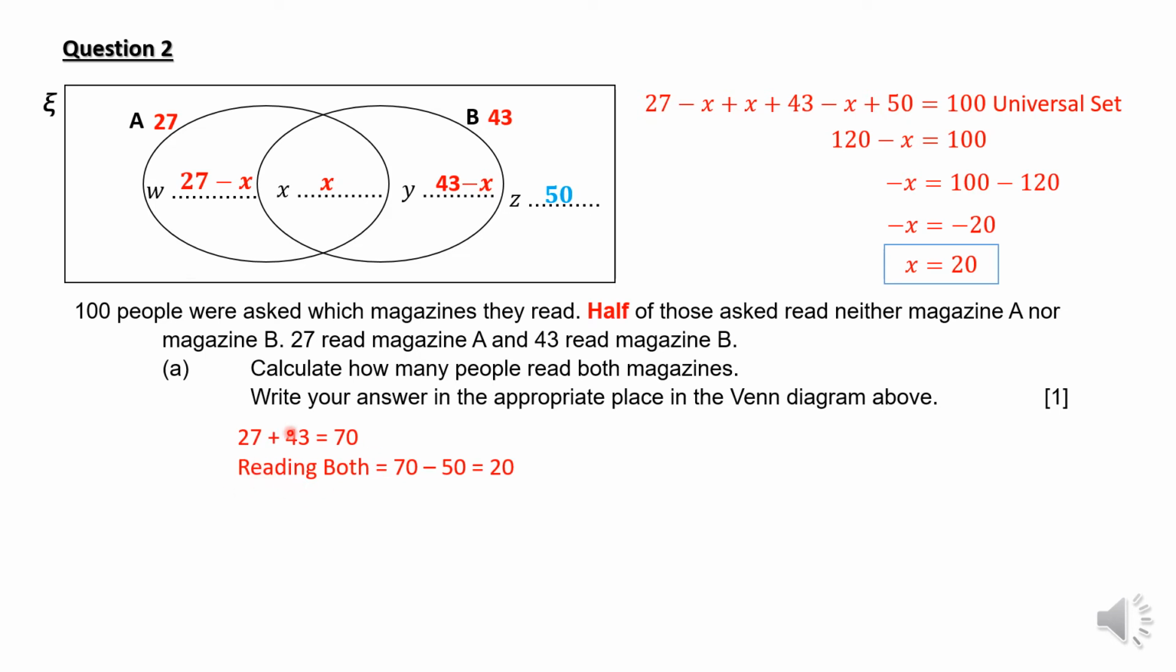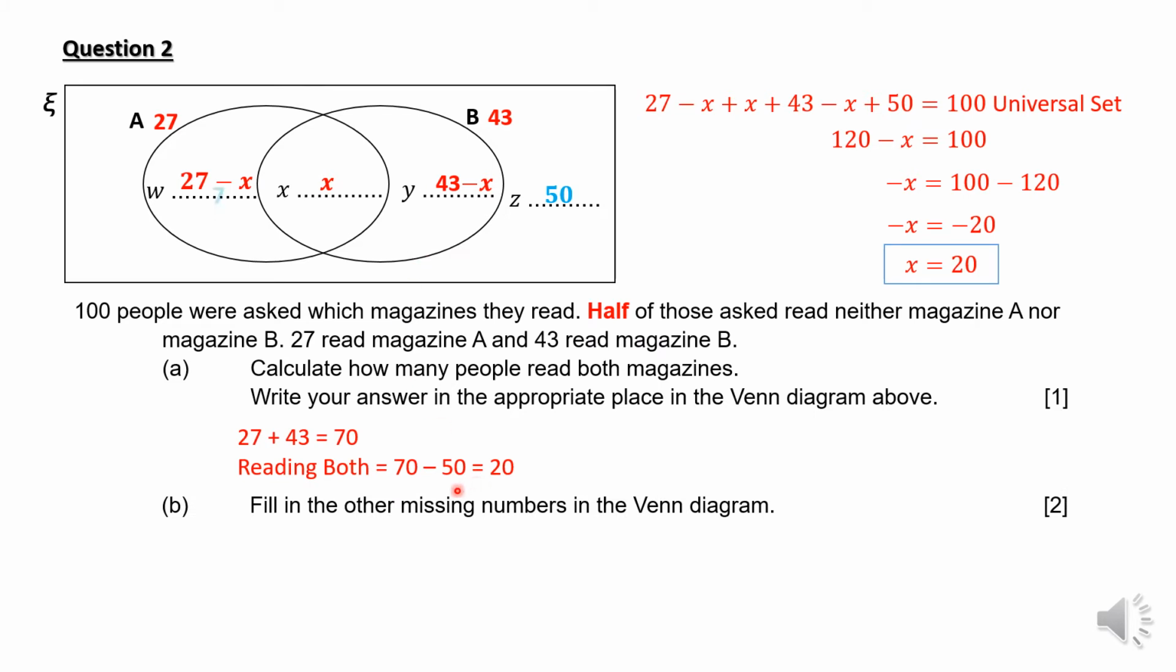Ultimately, you could also have done it this way. You can say 27 plus 43. That is, if you add your two sets together, you get 70, which is more. All right, but now to find both, you say 70 minus 50. Those are the people who are not reading any of the two. All right, so that's going to leave you with 20. So the 50 is going to be what these two sets should equal to.